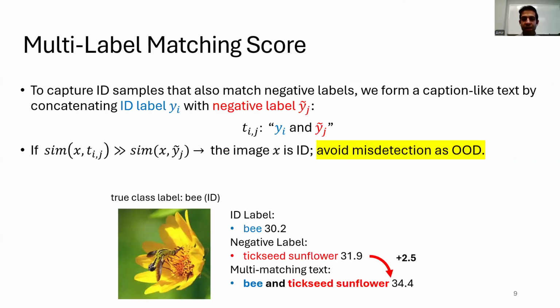Our second component is a multi-matching aware scoring adjustment. To capture in-distribution images that also match negative labels, we create a caption-like text by combining the ID label with a negative label. For example, for this image, we combine the ID label B with the negative label Tixit Sunflower to form the text "B and Tixit Sunflower". If the similarity score for the concatenated text is significantly higher than the similarity for the negative label alone, it tells that the image is in distribution.